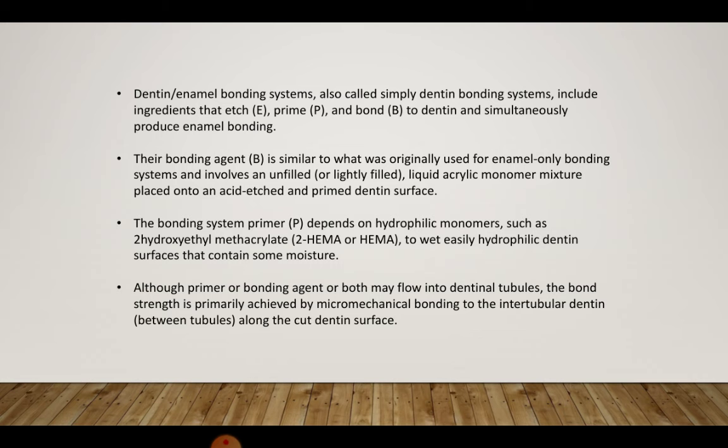Their bonding agent is similar to what was originally used for enamel only bonding systems and involves an unfilled or lightly filled liquid acrylic monomer mixture which is placed onto an acid etched and primed dentine surface. The bonding system primer depends on hydrophilic monomers such as 2-hydroxyethyl methacrylate to wet easily the hydrophilic dentine surface that contains some moisture.